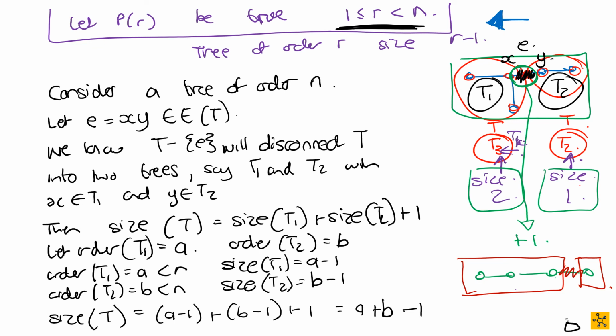So remember that from the work that we did previously. So we can actually say that. We can go ahead and say, hey, A plus B is equal to N. So now we've proven that the size of T is equal to N minus 1. So we go ahead and say N minus 1. And this proves that Pn is true.